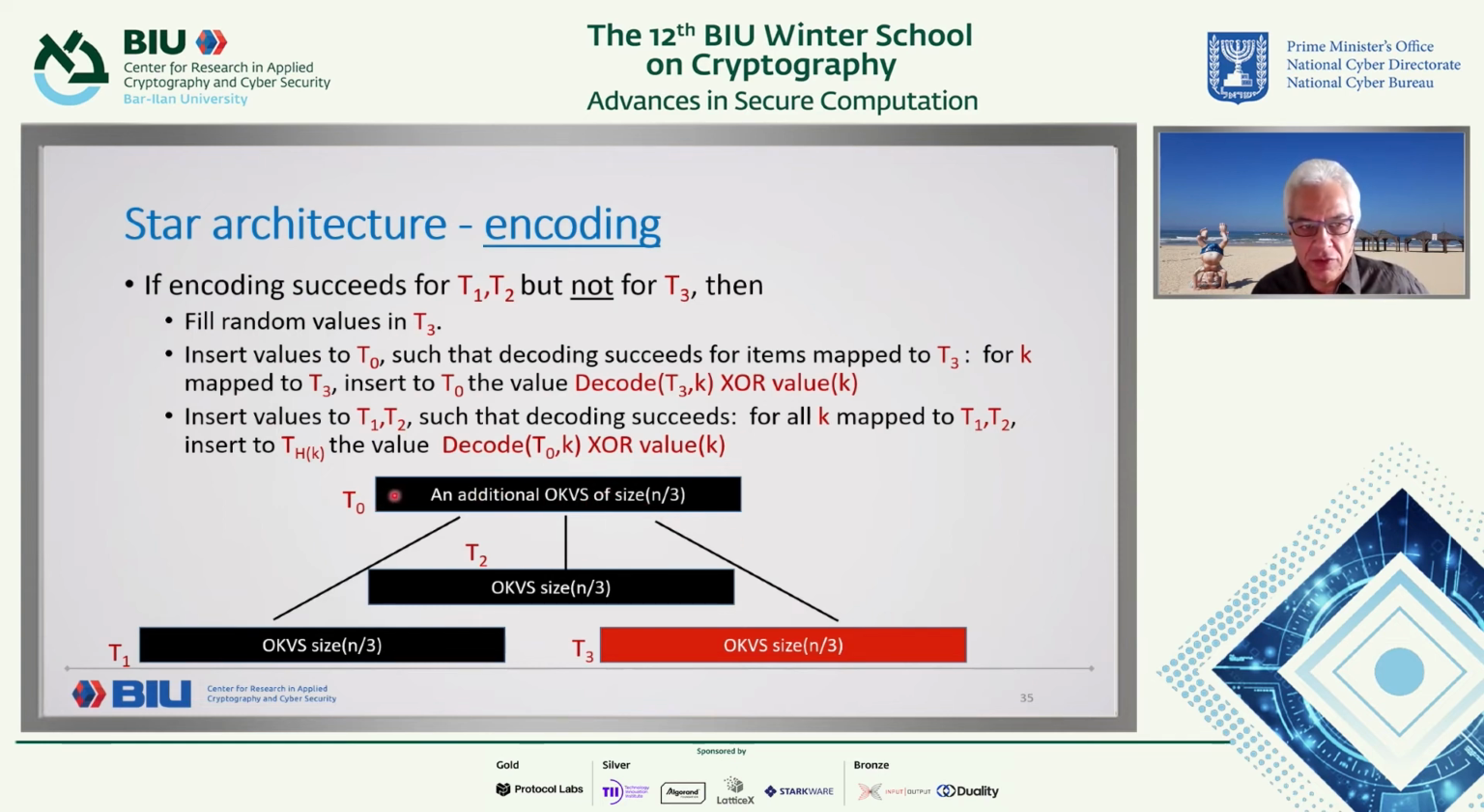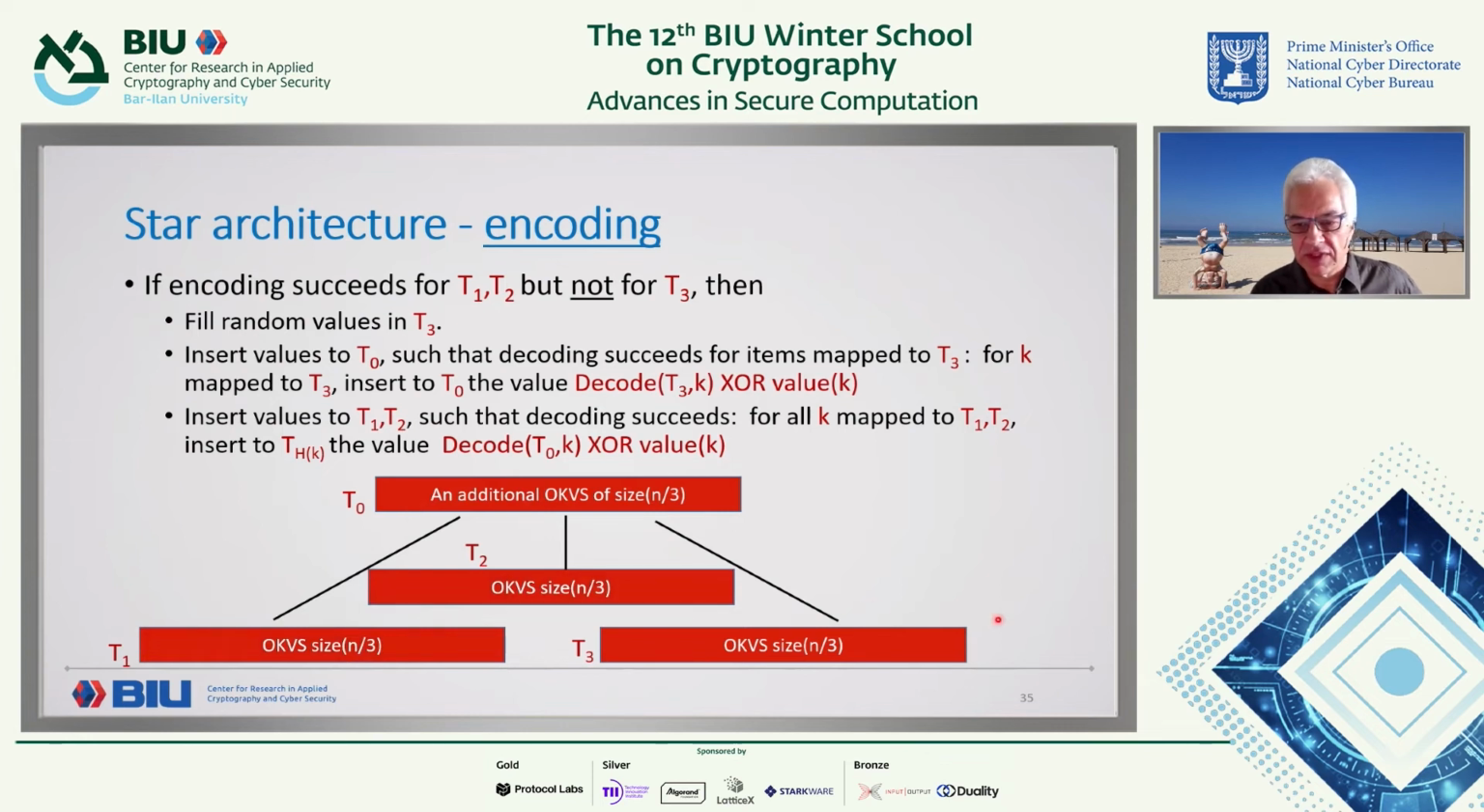Now for T0, the encoding succeeds. Okay, so we're going to put in T0 values so that for the items mapped to T3, the XOR of what we put for them in T3, which is completely random, and what we put for them in T0, the XOR is going to be what we should encode for them. And now, after we put values in T0, we still need to take care of the items mapped to T1 and T2. So we're going to put in T1 values so that for the items mapped to T1, the XOR of what we put here, and what's already here will give us the right decoding. And the same in T2.